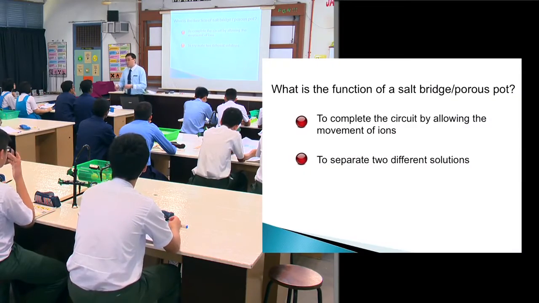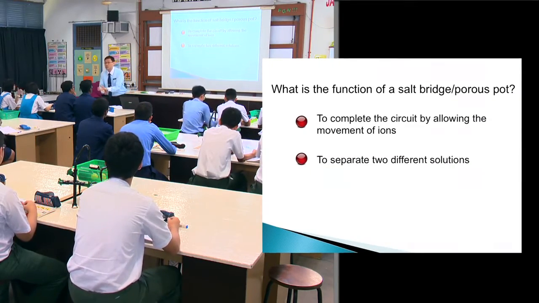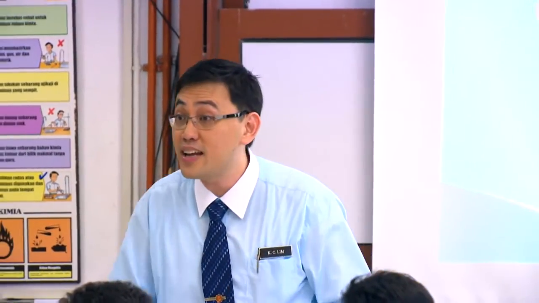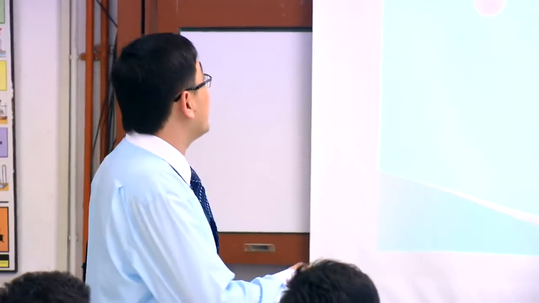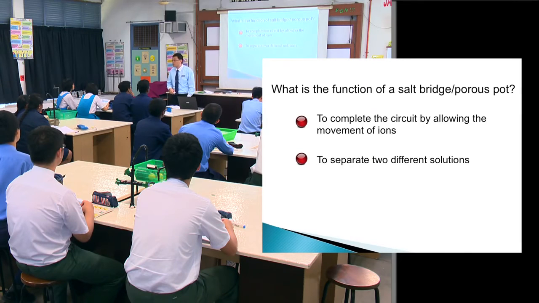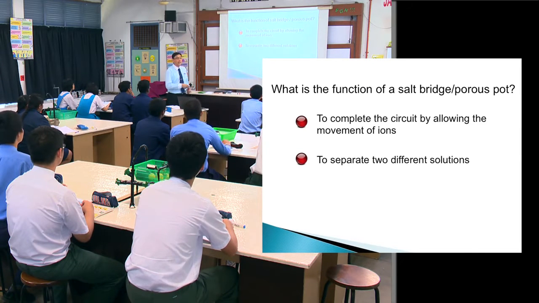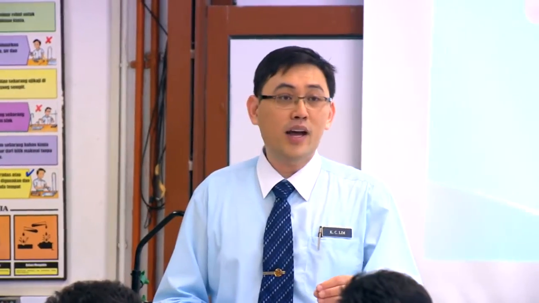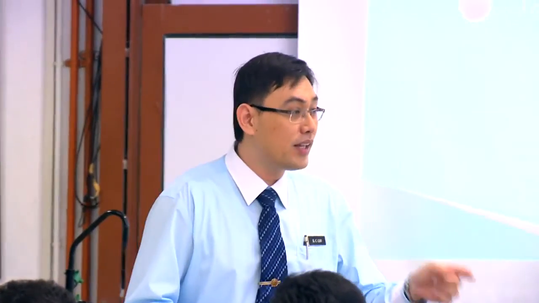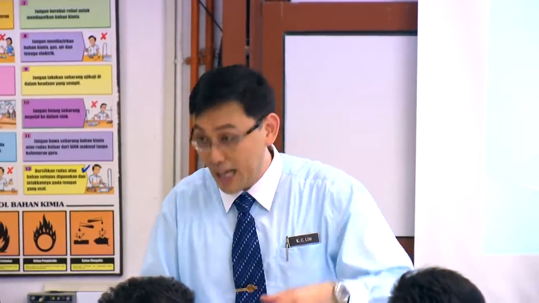Okay, so now maybe you want to say, sir, inside the cell just now, we just had one simple solution. But inside the Daniell cell, we have two different solutions, right? Then we have the salt bridge. We also have the porous pot. So what is the function of these? Number one, what are the functions of the salt bridge and the porous pot? One is to complete the circuit by allowing the movement of the ions. Then number two, this is to separate two different solutions. So that is why we need the porous pot, or maybe the salt bridge, because we are using two different solutions. We need to connect them together so that there will be movement of the ions.